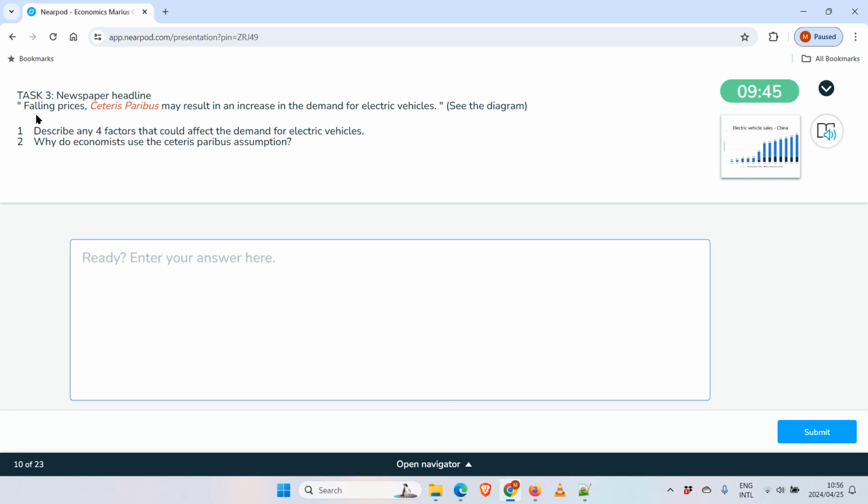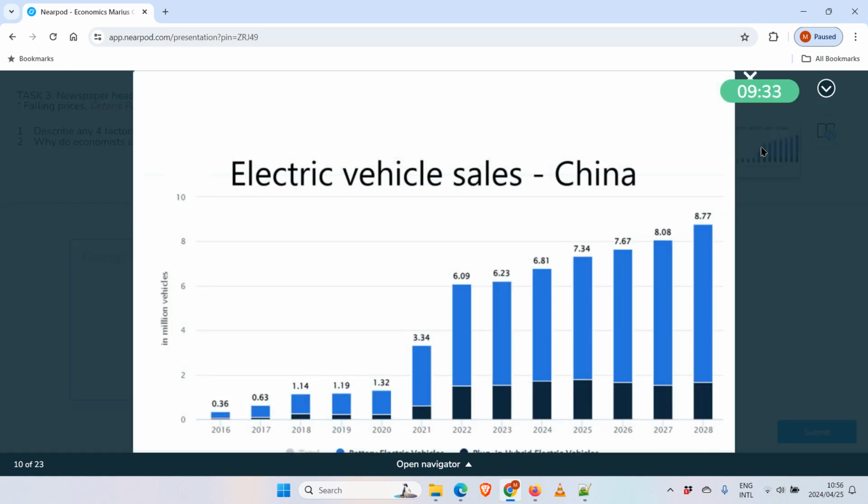The newspaper headline reads: "Falling prices, ceteris paribus, may result in an increase in the demand for electric vehicles." And there is a diagram about electric vehicle sales in China, in millions of vehicles sold, for the time period 2016 to projected 2028. It is just a graph showing the change in electric vehicle sales over this time period.